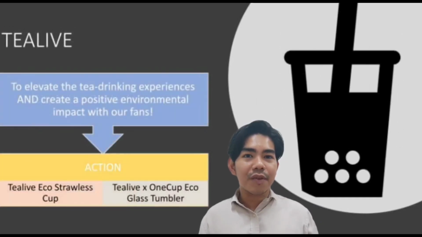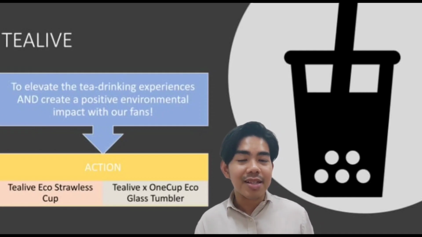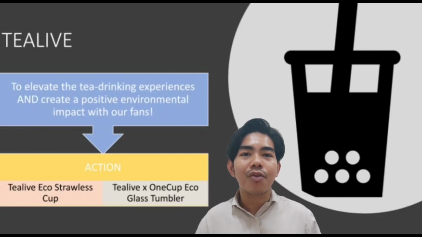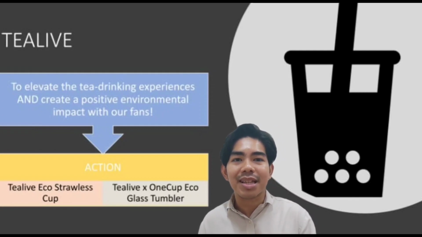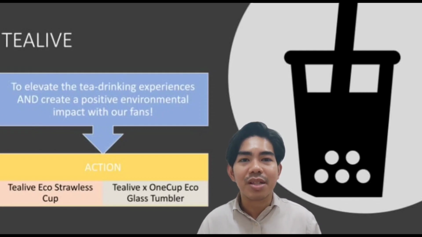Tea Life aims to elevate the tea drinking experience and create a positive environmental impact with their fans. Therefore, Tea Life introduced the Eco Strollers Cup, an innovative cup design that holds the topping on top of the drink. Each sip is now a small flow from cup to mouth, thus eliminating the need for a straw. No topping wastage, eco-friendly and reusable, and made from food grade material. As part of Tea Life's commitment to sustainability, they also initiated the Tea Life Eco Series, a line of sustainable creations meant to elevate the tea drinking experience and at the same time create a positive environmental impact.